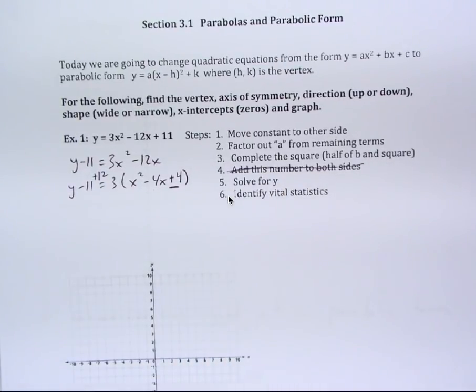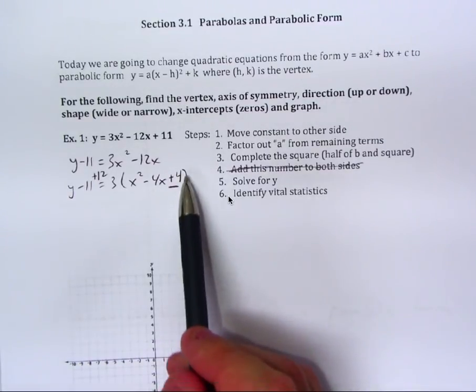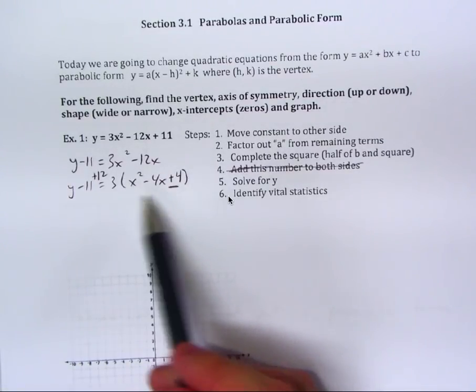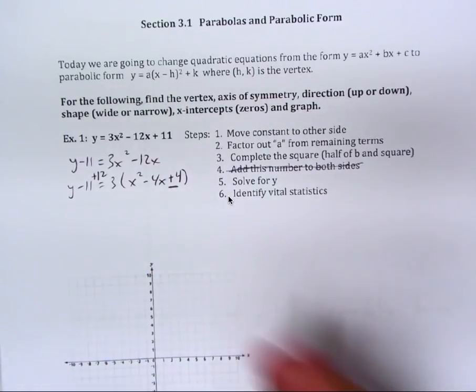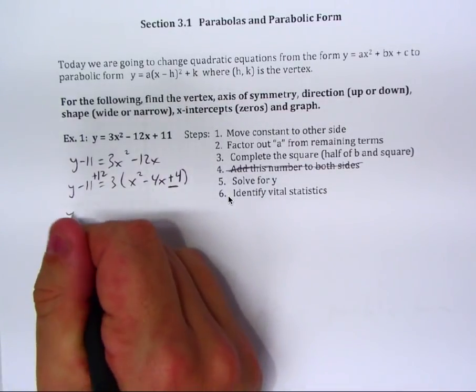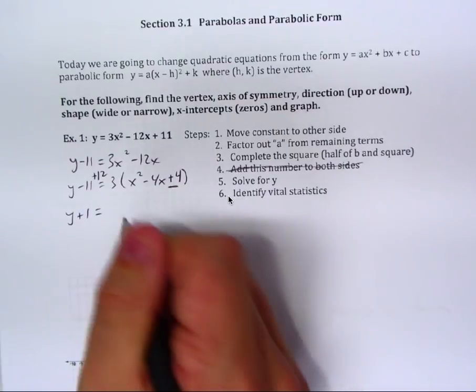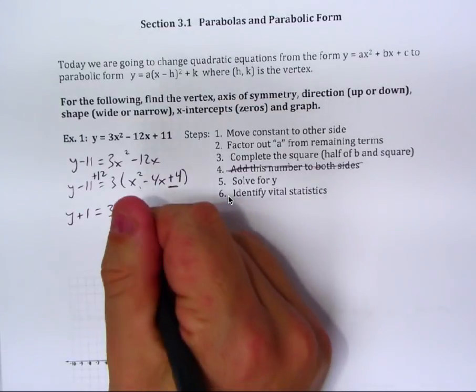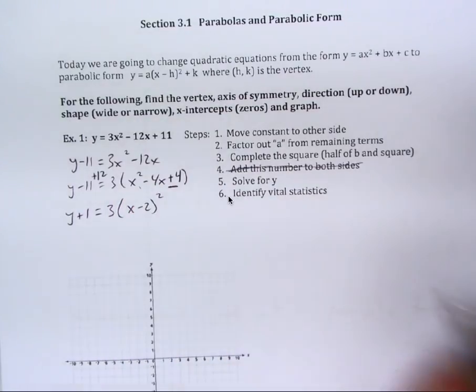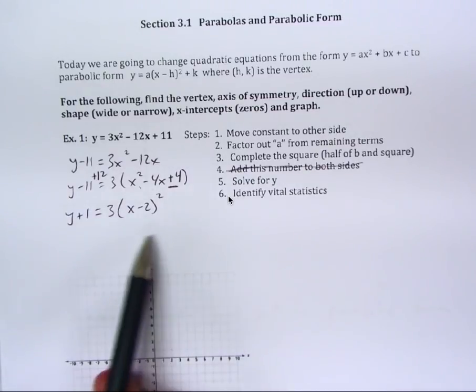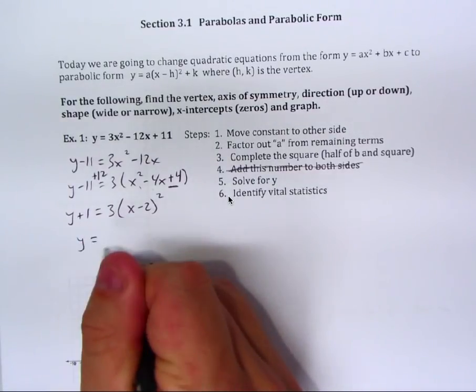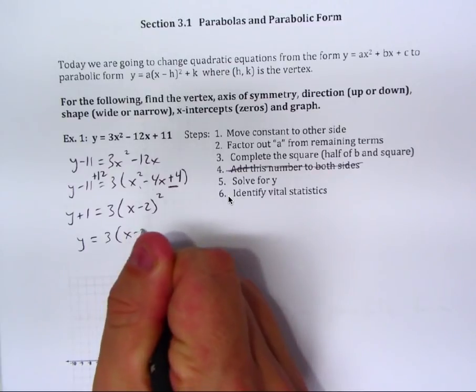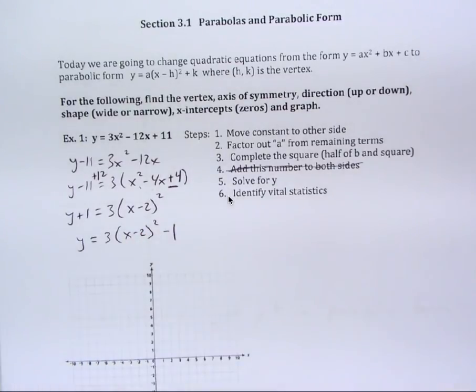Well, again, think about completing the square. When you create that c value, now you can factor the parentheses and get that lovely quantity squared. So let's combine these constants over here. Y plus 1 equals 3, and then let's factor. And this is going to become x minus 2 squared. And we're almost there. Last step, solve for y. So subtract the 1 over to the other side. So y equals 3, x minus 2 squared minus 1.